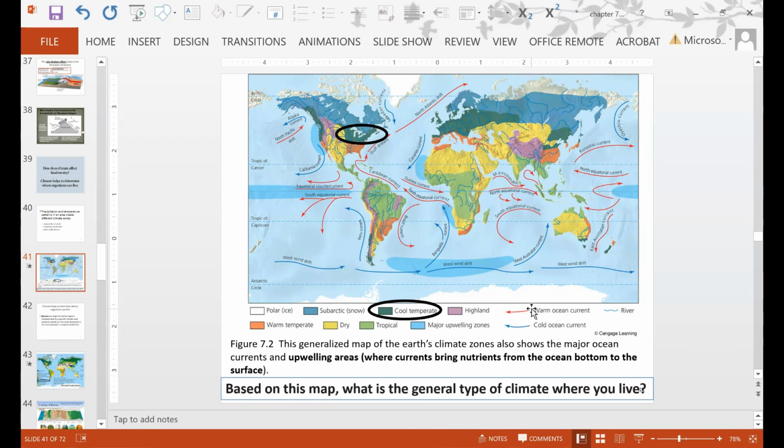You can also look at your ocean currents. The warm is in red, the cold is in blue. Again, that shows you the Gulf Stream and the California current that I mentioned earlier for San Francisco versus Baltimore.